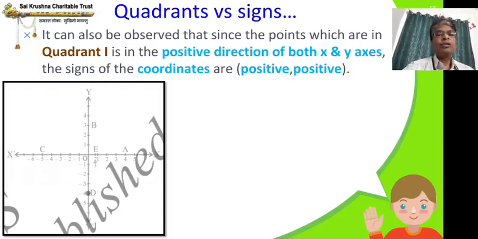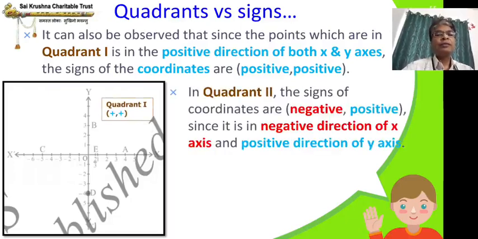Similarly for the y coordinate. Because of that, what happens? In quadrant 1, the coordinates will be positive, because x is in the positive direction and y is also in the positive direction. You see here, in quadrant 2, x is in the negative direction and y is positive. So the points will have the form (negative, positive).